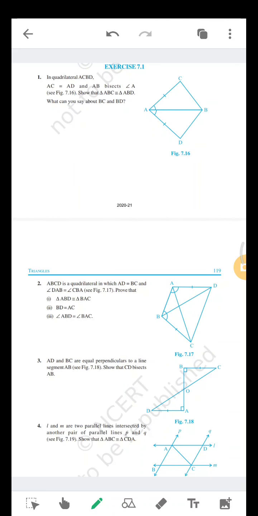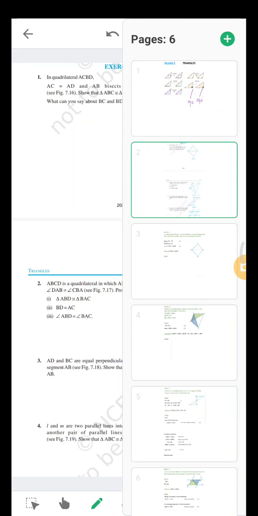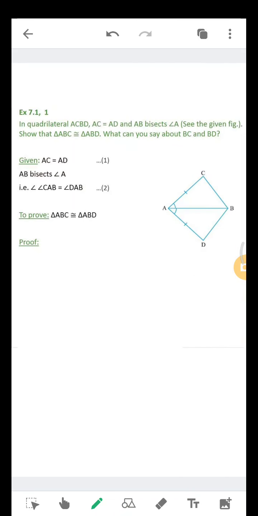This is exercise 7.1 of the chapter triangles. We are going to prove all these questions today, step by step. This is very simple. We just have to keep in mind all the congruency rules. So let's begin with the first question.